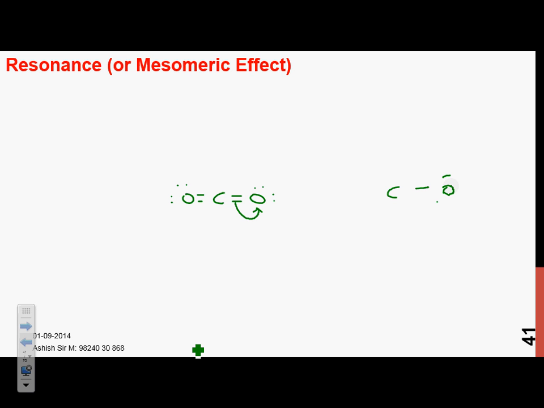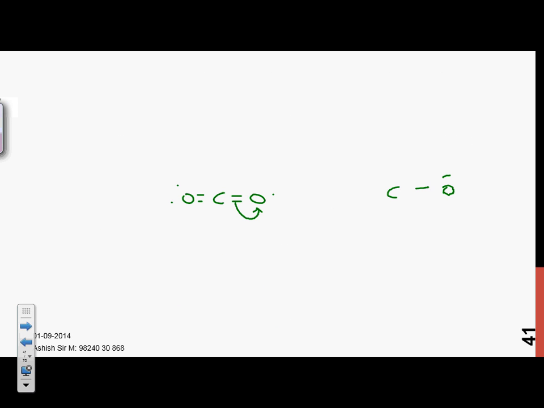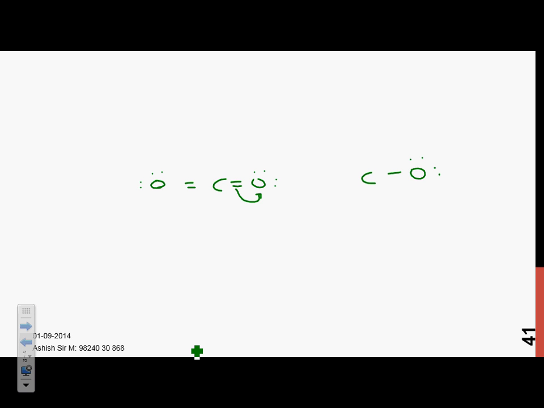Oxygen already had... let me show it to you again. This was the thing. Okay, this oxygen has pulled the electron pair. Oxygen already had 4 non-bonding electrons. It has pulled 1 electron pair, so it will develop 6. It will have 6 non-bonding electrons.